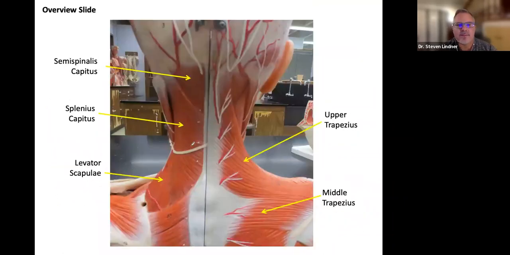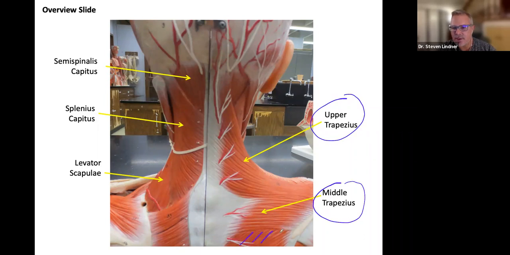We get a close-up view. Again, we've done this. On the right-hand side, we have the upper trapezius, middle trapezius. I also showed you the lower trapezius. Then we had the levator scap, Splenius Capitis, and the Semispinalis Capitis, rhomboid minor, and your rhomboid major.